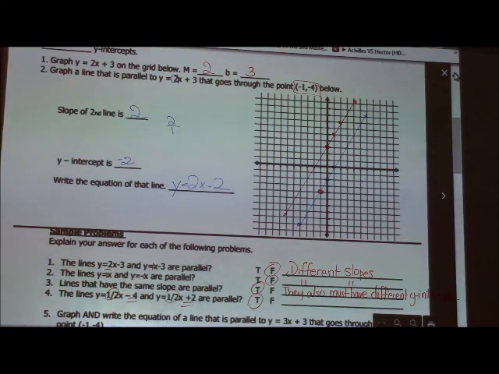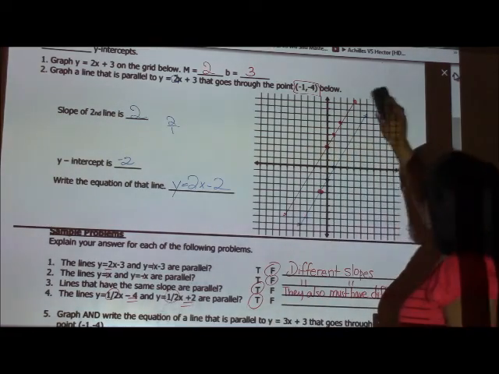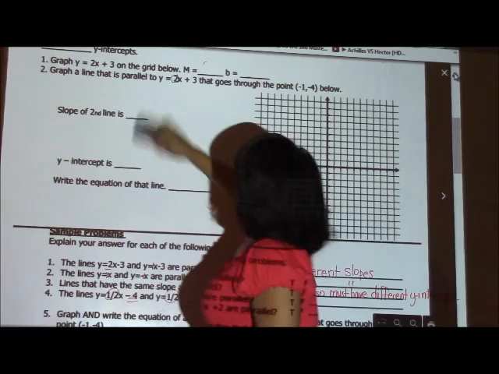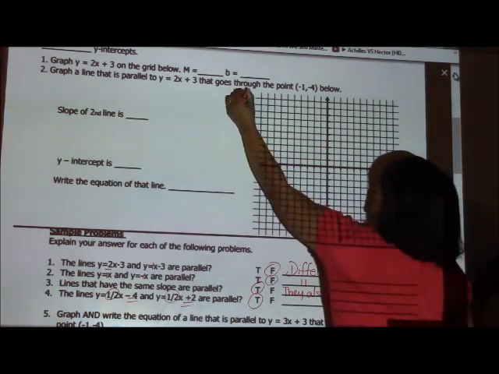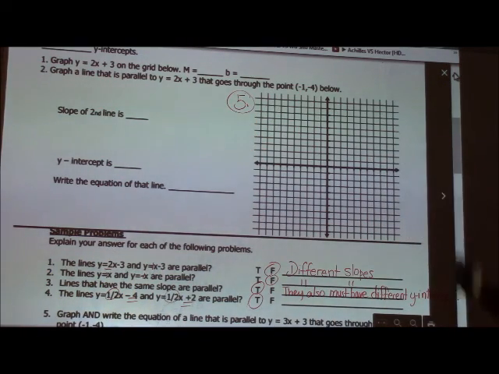Number 5, graph and write the equation of the line that is parallel to y equals 3x plus 3 that goes through the point -1, -4. We'll use this grid up here. I believe you have one on the bottom of your paper, but since I have a grid here that's very accurate, we'll use that. So now we're taking number 5, and we're going to graph it on this grid.